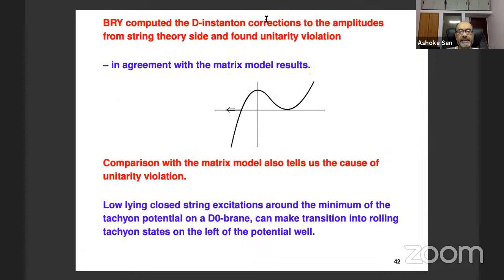So they computed the D-instanton corrections to the amplitudes from the string theory side and found unitarity violation. And that, as I've already said, is in agreement with the matrix model result. The matrix model result also shows unitarity violation. The reason for this unitarity violation, as I've already described, is a transition into rolling tachyon states on the other side of the potential. So the low-lying closed string states around the minimum of the potential can simply tunnel to states on this side of the potential.